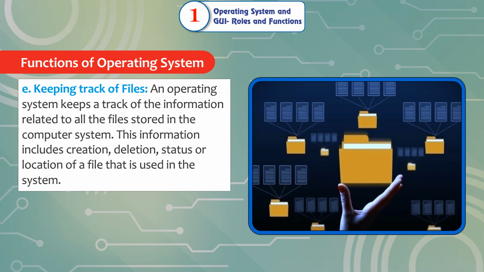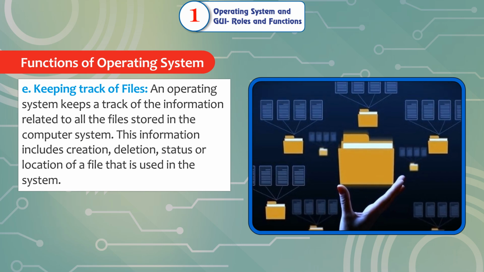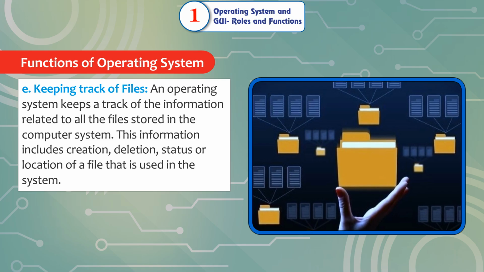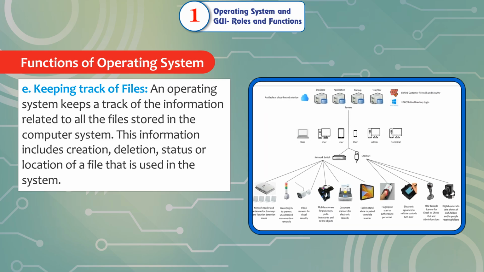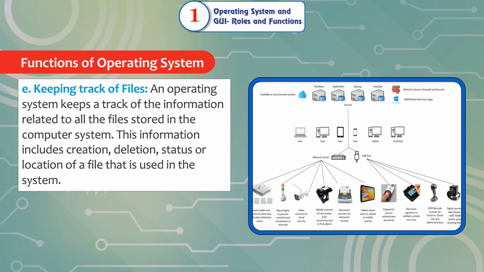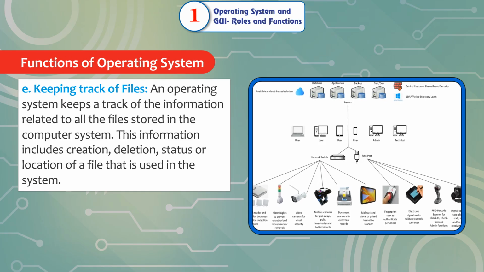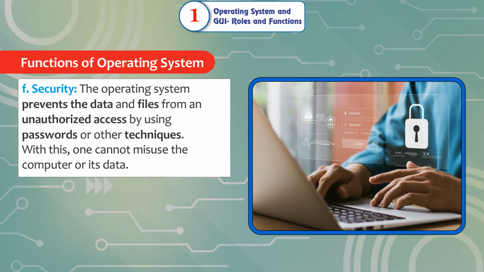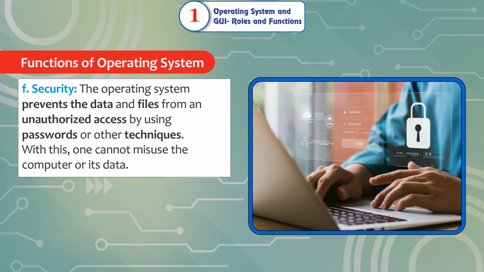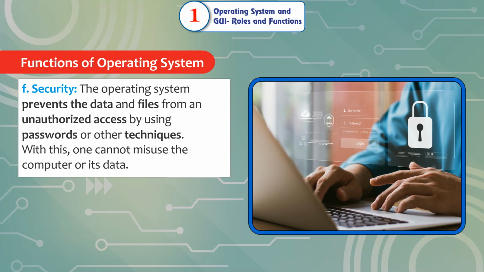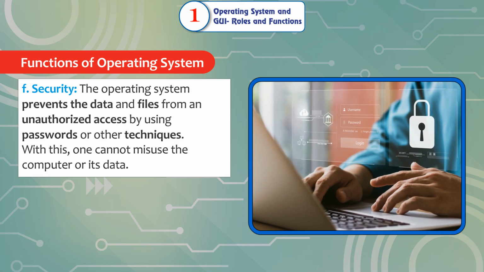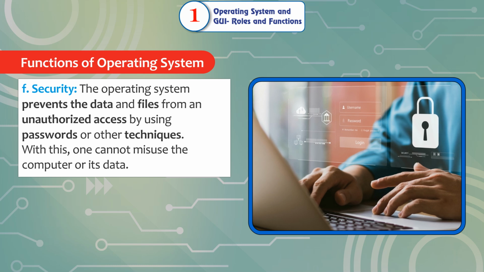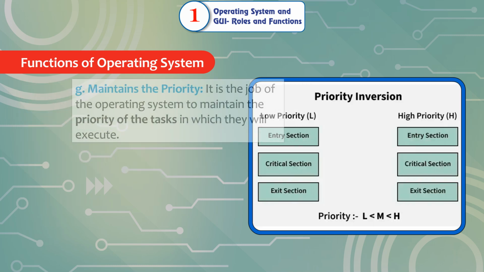It handles them according to the operations to be performed. E. Keeping track of files. An operating system keeps track of the information related to all the files stored in the computer system. This information includes creation, deletion, status, or location of a file that is used in the system. F. Security. The operating system prevents the data and files from unauthorized access by using passwords or other techniques. With this, one cannot misuse the computer or its data.